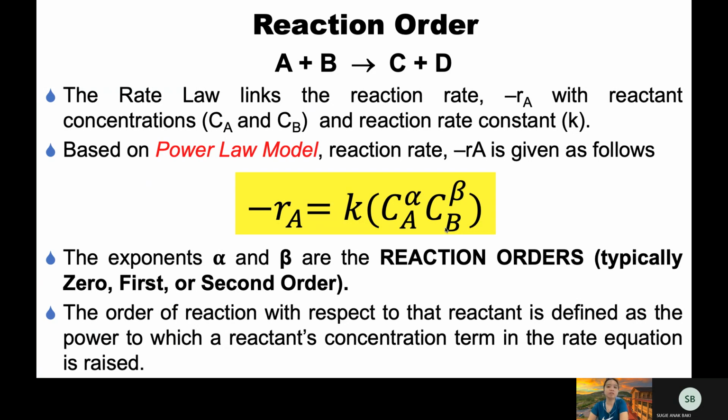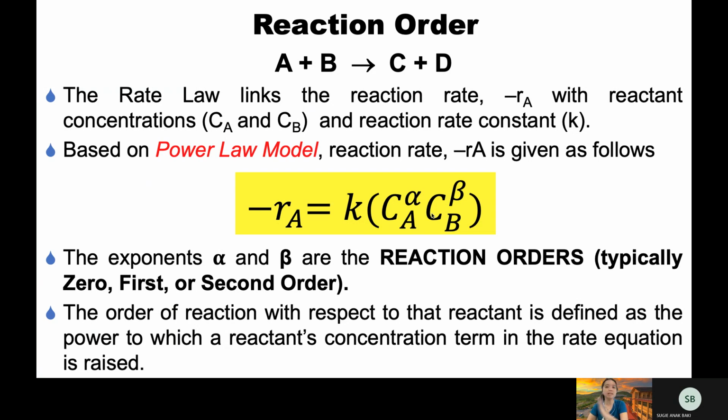Then if you see there's a power alpha and power beta. So why do you have this alpha and beta? This is what we call as reaction order. Okay, so reaction order, all right? So normally, in a common reaction, this reaction order is usually zero order, first order, second order, the common ones. However, not necessarily only 0, 1, 2. It can also be third order, fourth order, so on and so forth.